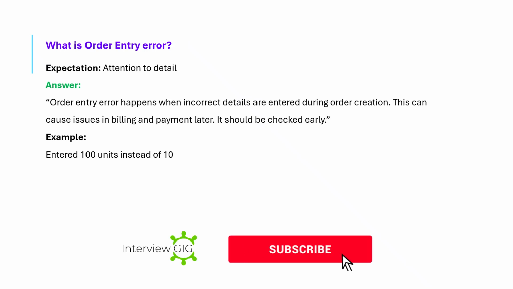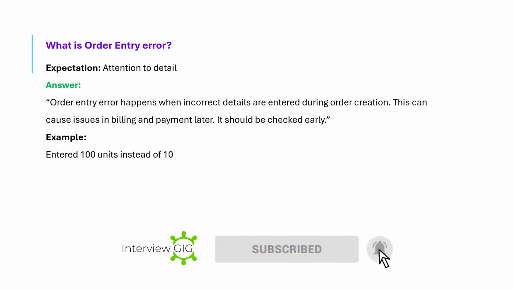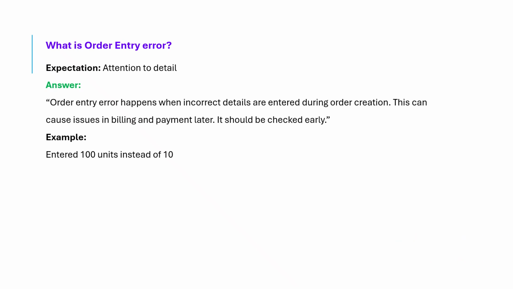What is order entry error? Expectation: attention to detail. Answer: Order entry error happens when incorrect details are entered during order creation. This can cause issues in billing and payment later. It should be checked early. Example: entered 100 units instead of 10.